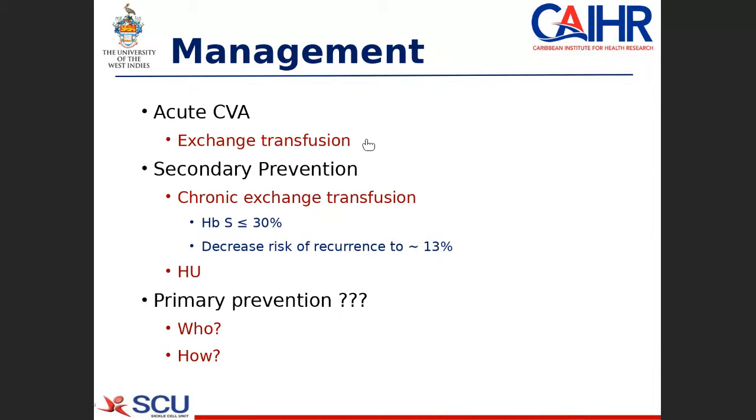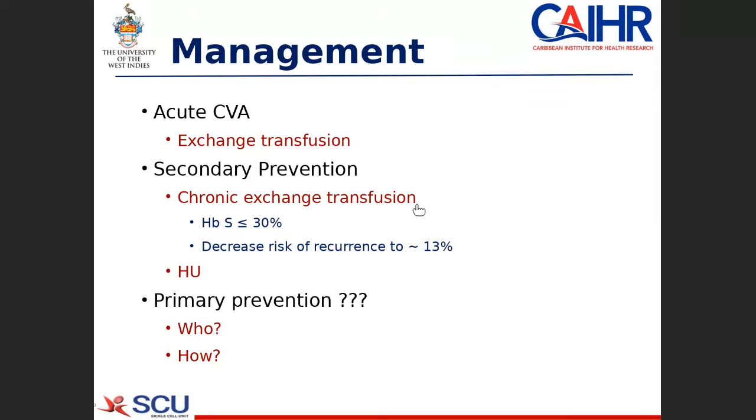After that initial event, to try and prevent recurrent stroke, the gold standard is a chronic exchange transfusion program, whereby persons would get transfused every, say, 8 to 12 weeks, trying to maintain hemoglobin S levels less than 30%, and this has been shown to decrease the risk of recurrence to approximately 13%. However, any chronic exchange transfusion program has its downfalls, okay?